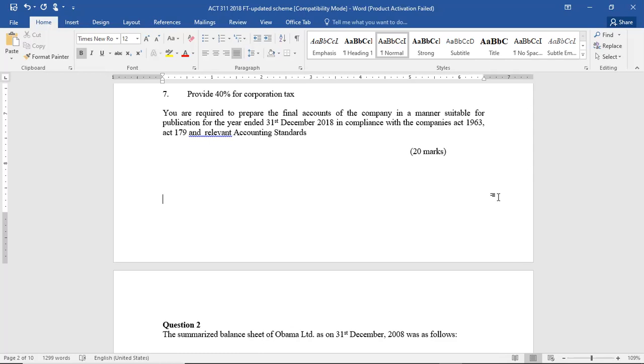How much are you getting? $31,250. 31,250. And that is what you call net profit before tax. Your 31,250 is called net profit before tax.